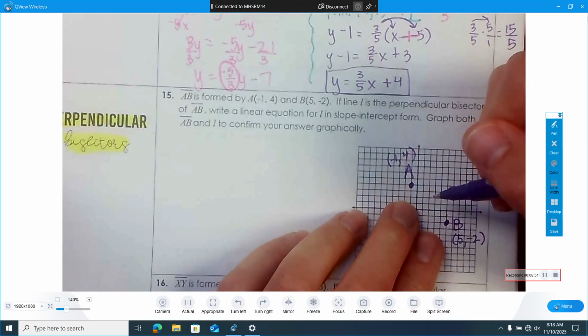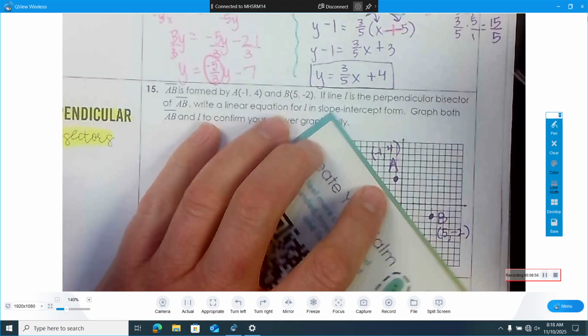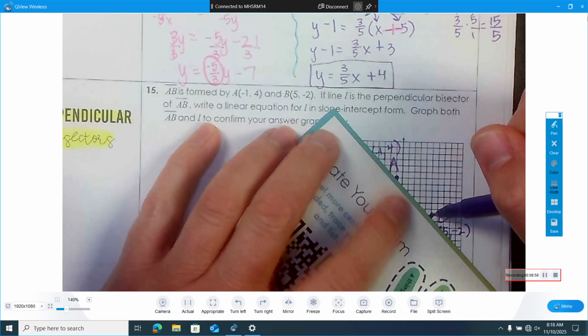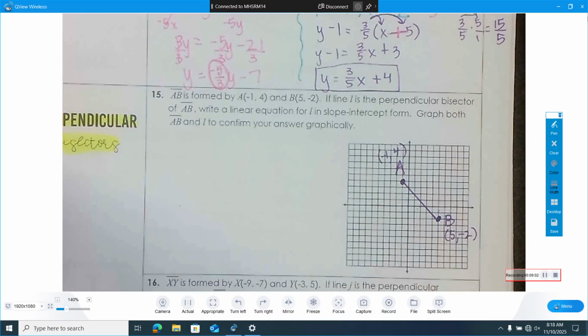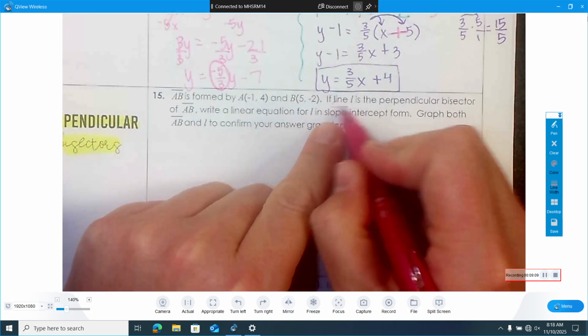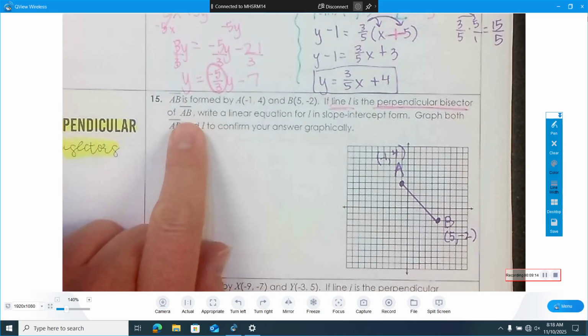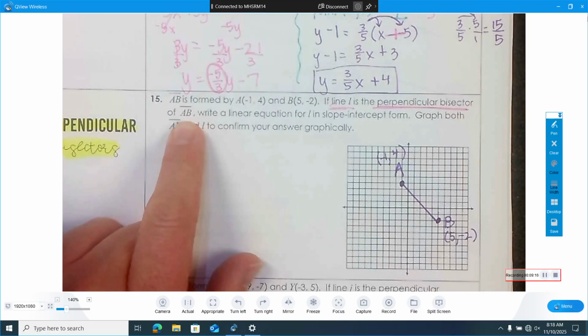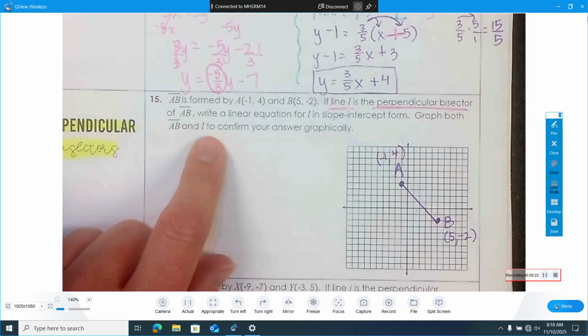So I need to make my segment here. I need a straight edge. All right, so I'm going to make a little straight edge here so that I have a nice straight line. There we go. All right, so there's my segment AB, and line L is going to be a perpendicular bisector of AB. We want to write a linear equation for L in slope-intercept form. Graph both AB and L to confirm your answer.